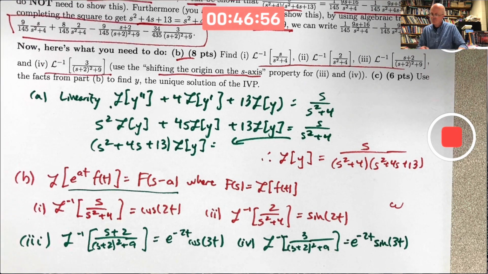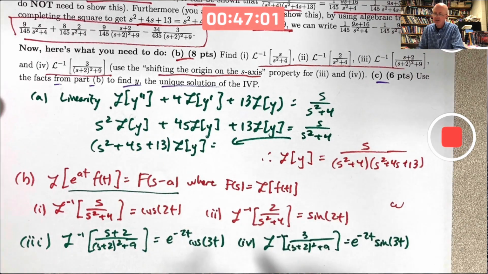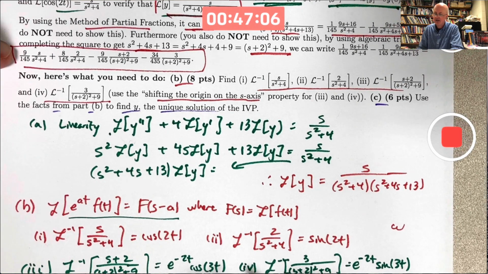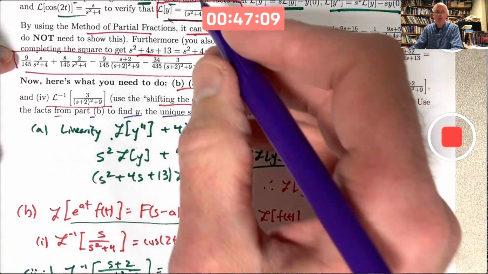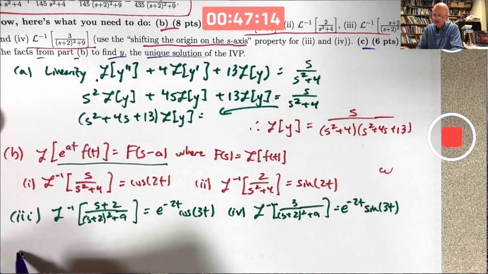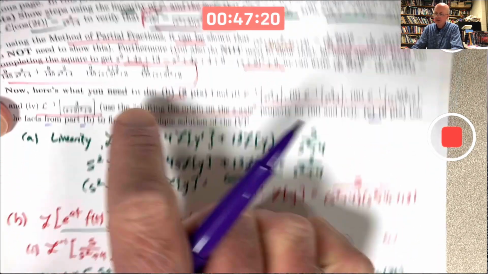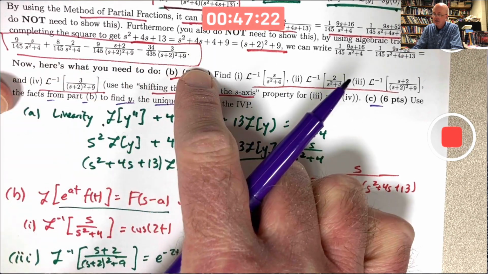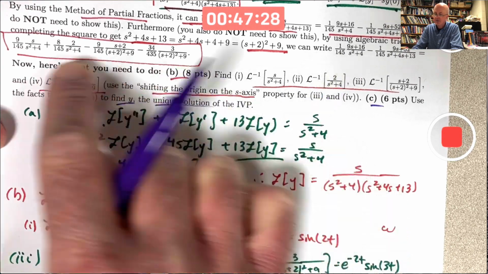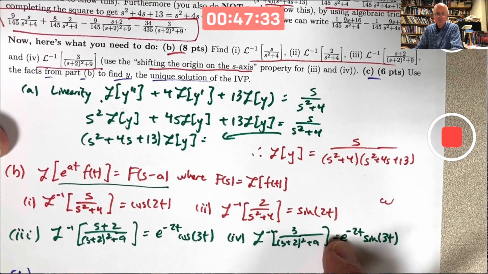Part C. Use these facts from part B to find y, the unique solution of the IVP. We also need this thing here as being a way to write the Laplace transform of y. For part C, y is the inverse Laplace transform of this thing, which means it's also the inverse Laplace transform of this thing. That's a linear combination. Inverse Laplace transform is linear. We're going to get the same linear combination with these coefficients of these inverse Laplace transforms.